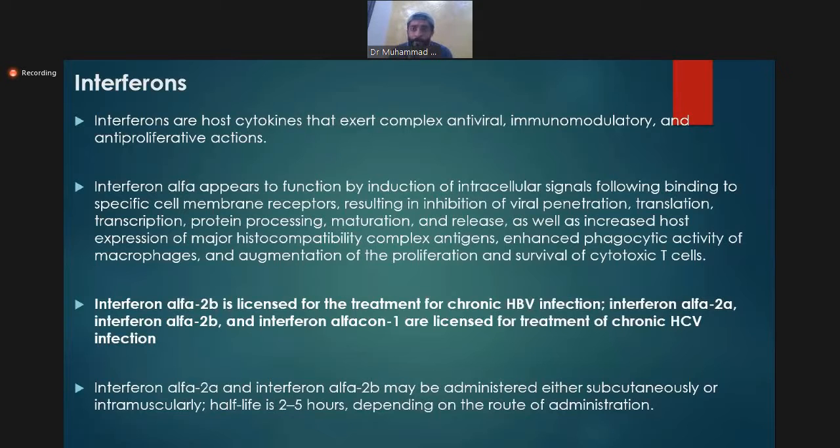It is also immunomodulatory. How? It increases the host expression of MHC antigens. So MHC, you know, class 1 and class 2, then CD4 cells bind, and through that your immune system proceeds further.